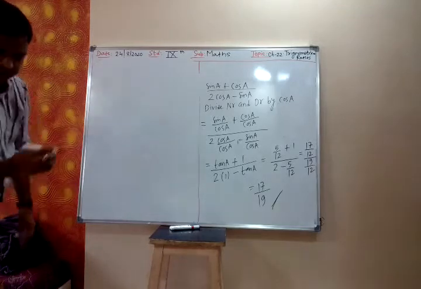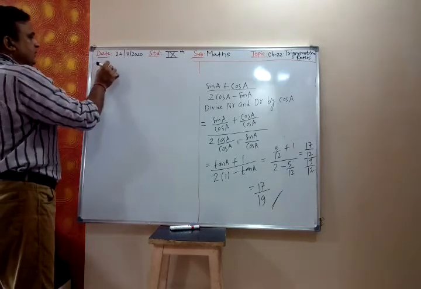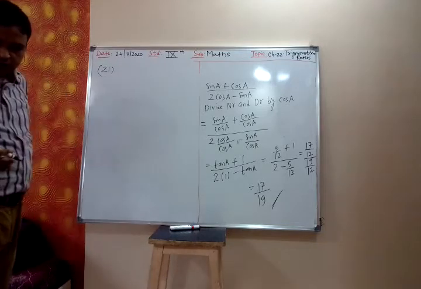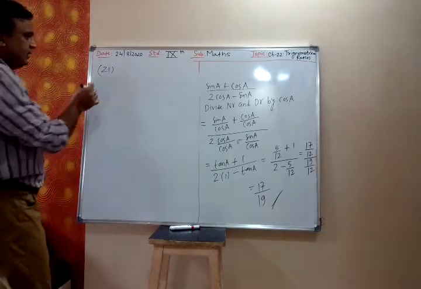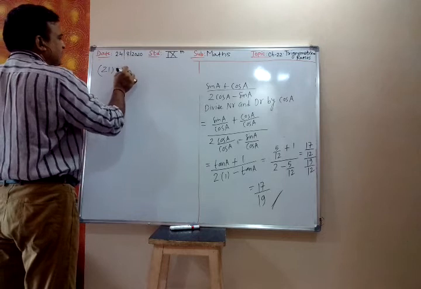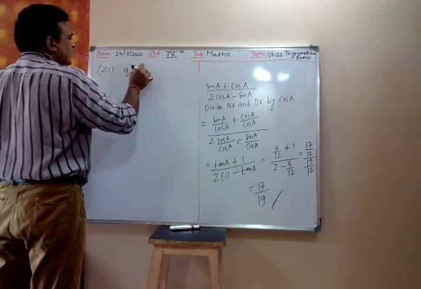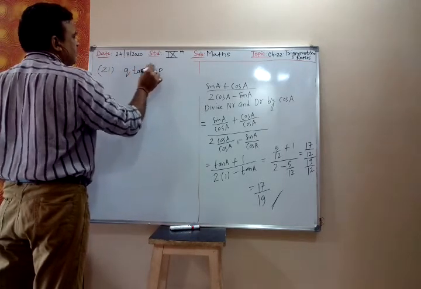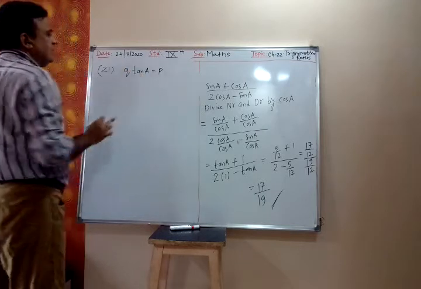Now 21: q tan A is equal to p. Now instead of numbers we are given variables.